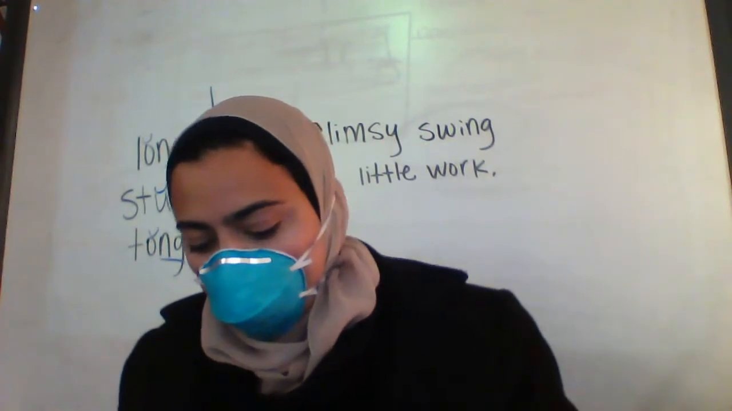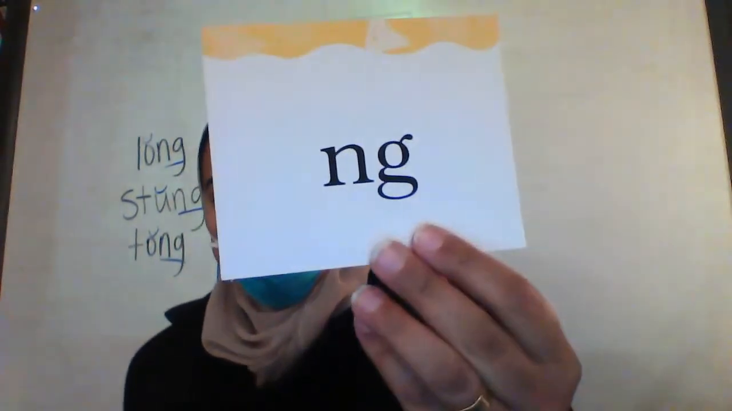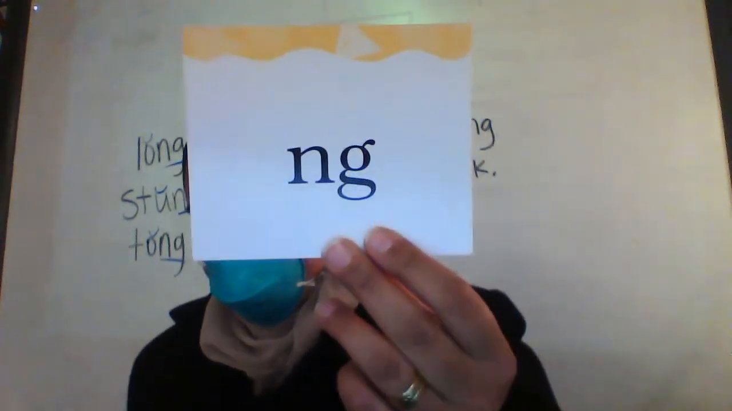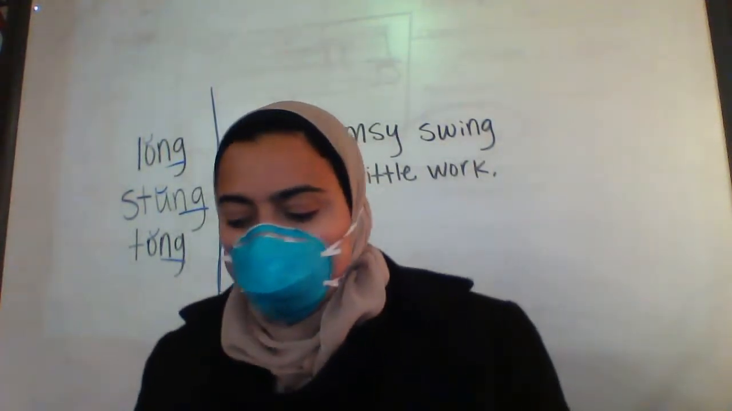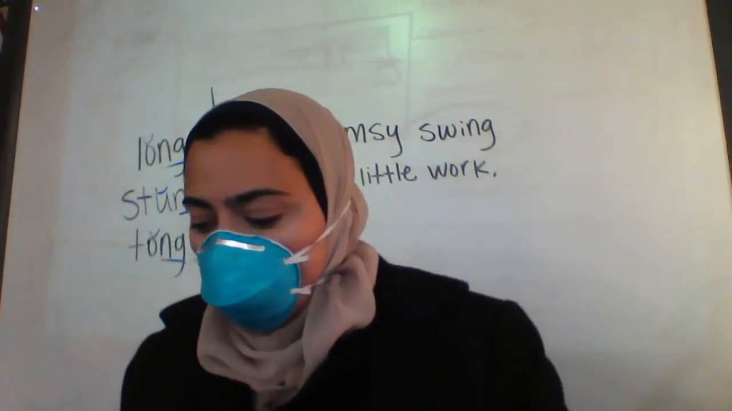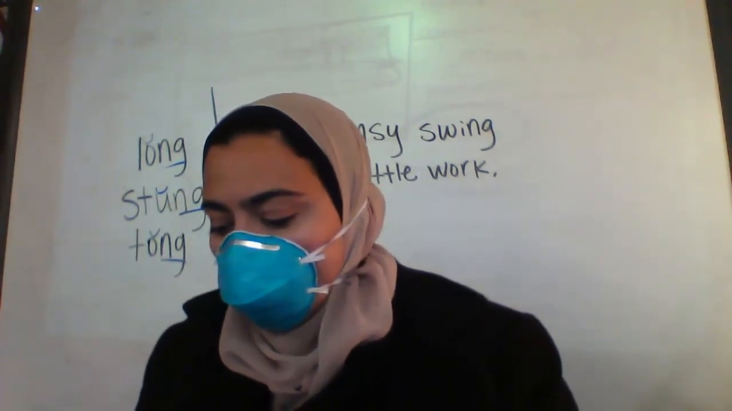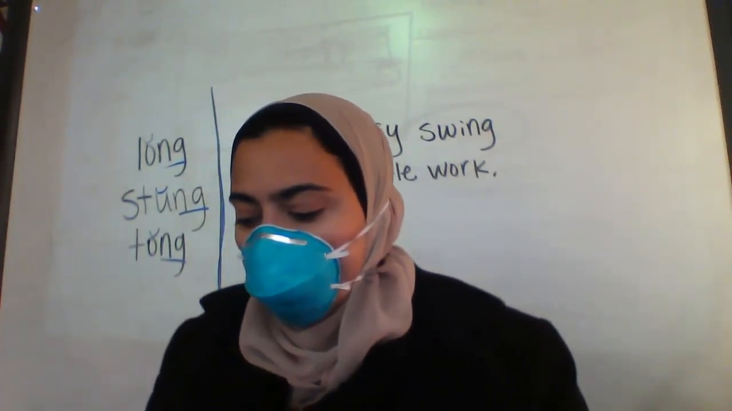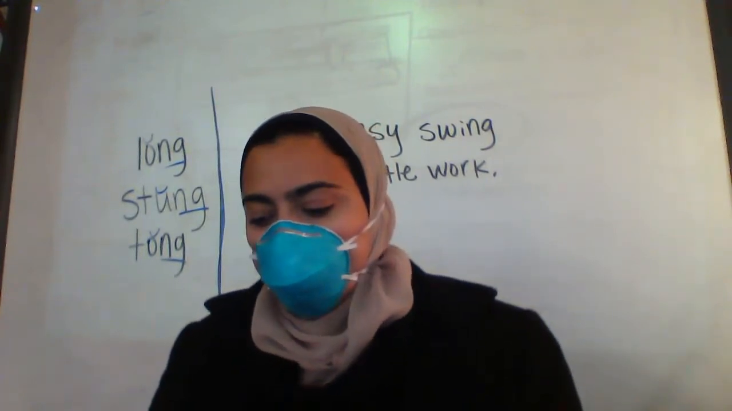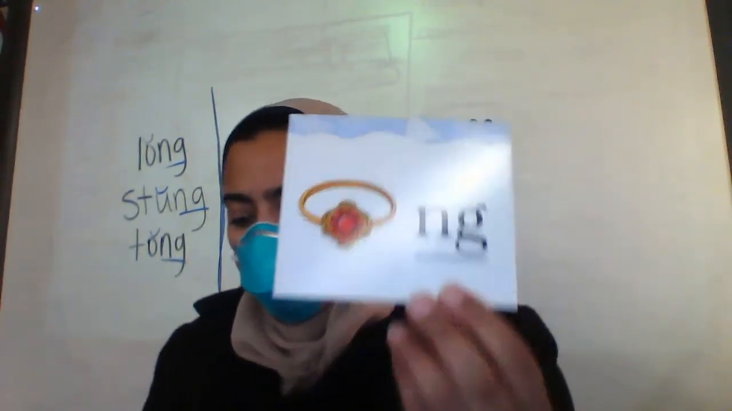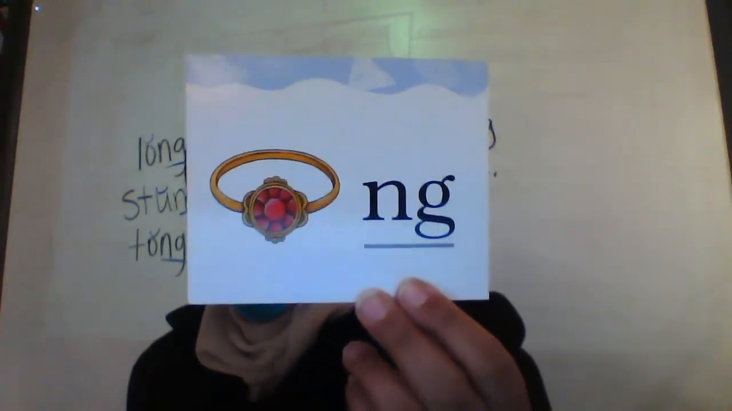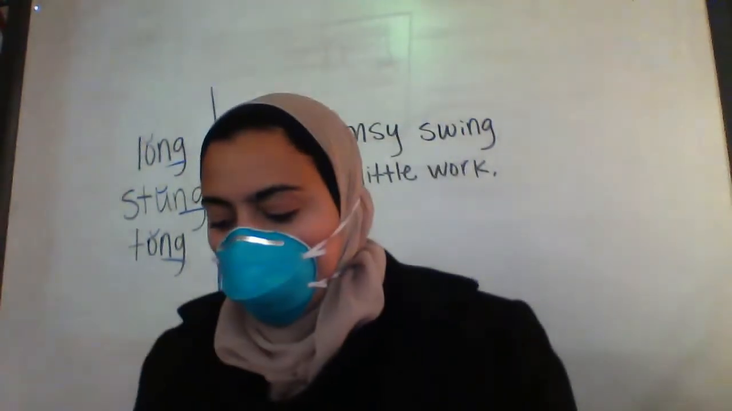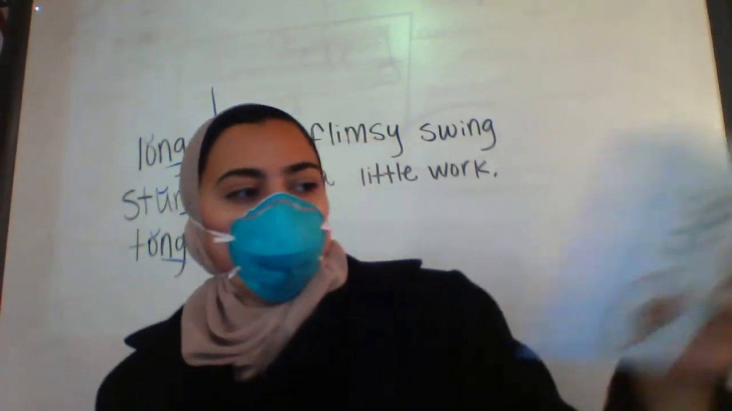Whenever we see this card, we're going to start saying digraph ng. I have a riddle for digraph ng. This is something that is shaped like a circle. It can also be a circular band worn around a finger as jewelry. What do you think it is? A ring. Very good. Whenever we see this picture, we're going to say ring, ing. Very good.